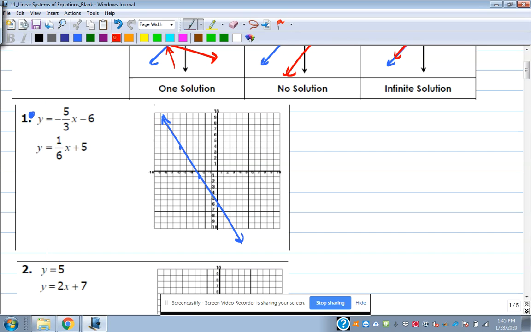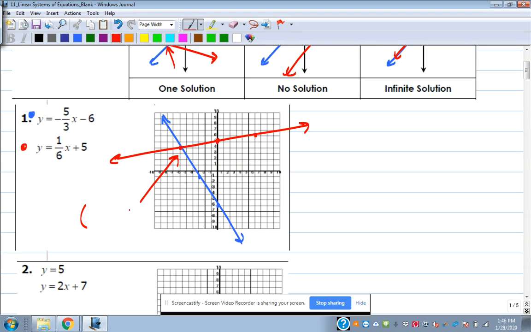And then I'm going to graph the second line on the same coordinate plane. Where does it start? It's its first point, 5 on the y-axis. 1, 2, 3, 4, 5. The slope is 1/6. I can go up 1 and over 6. I could go down 1 and left 6. And get them crossing there. And the good part about it is they cross at a nice point. That spot right there is the solution to this system of equations.